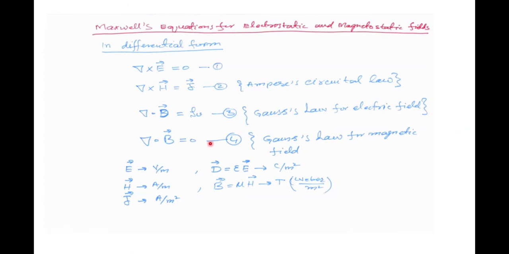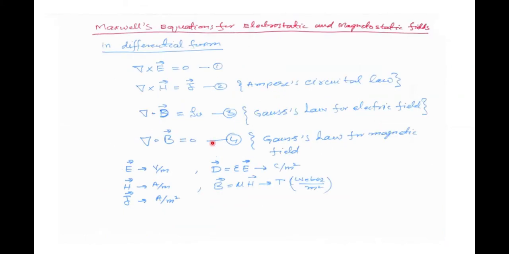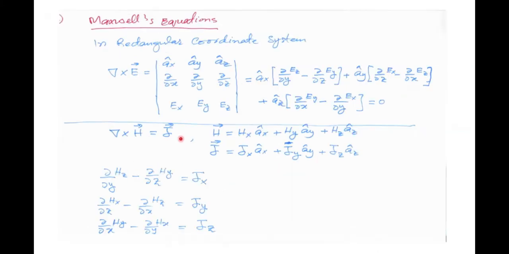Now the question is how to represent these equations in integral form. But before that, I am going to show you how to expand these four Maxwell equations in the rectangular coordinate system. So let us first consider the first equation, del cross E. We can expand del cross E in the rectangular coordinate system using the determinant method.